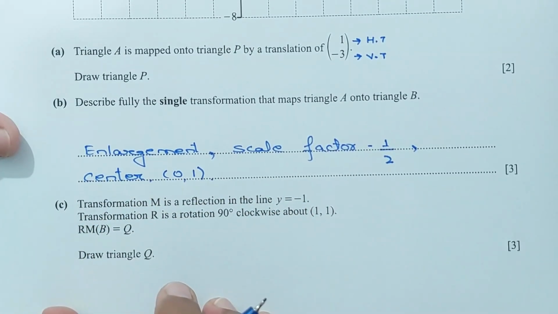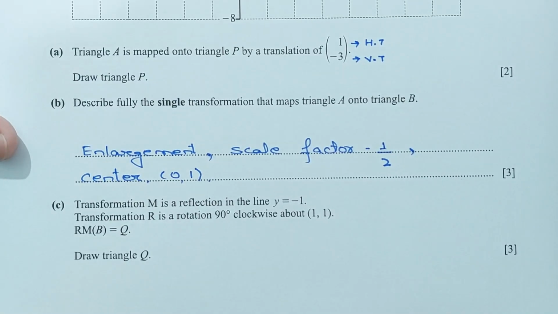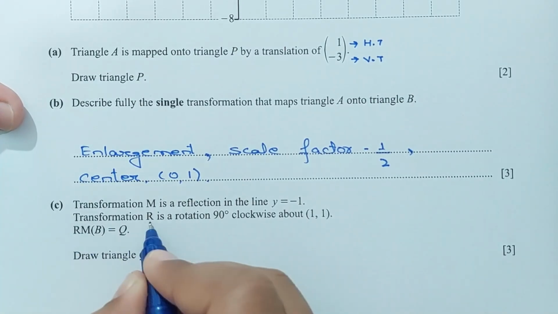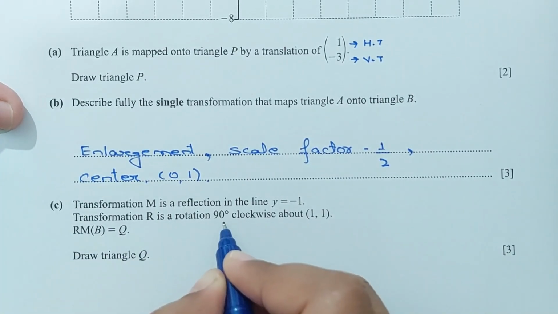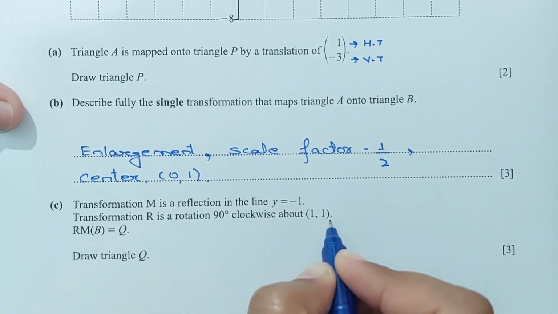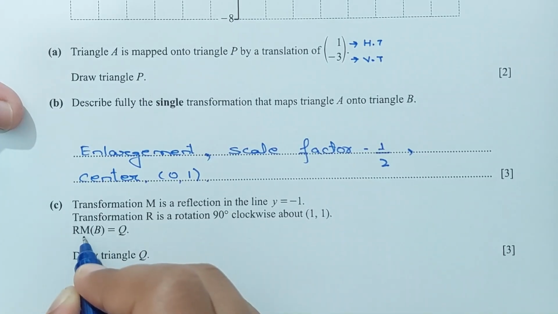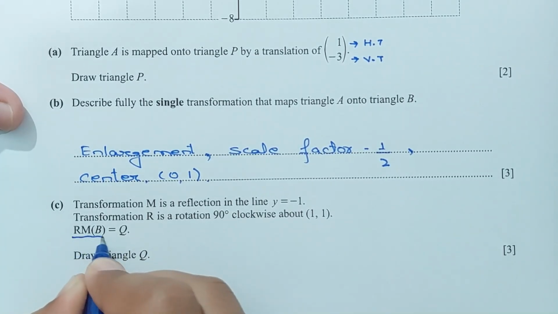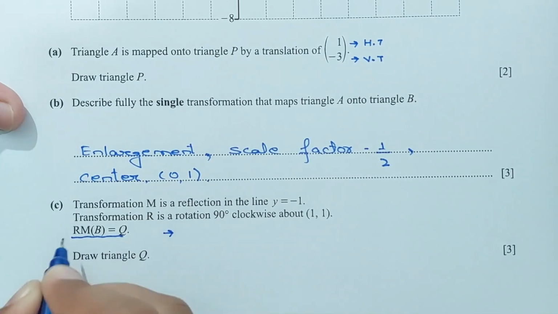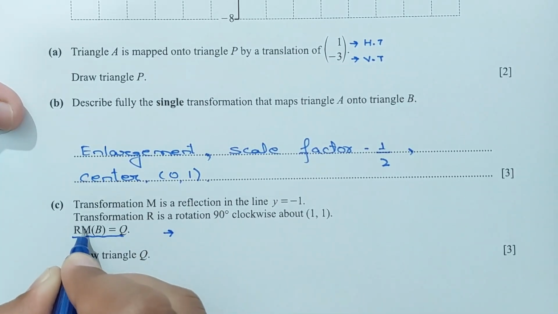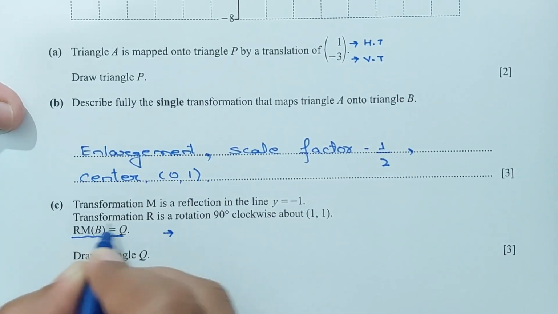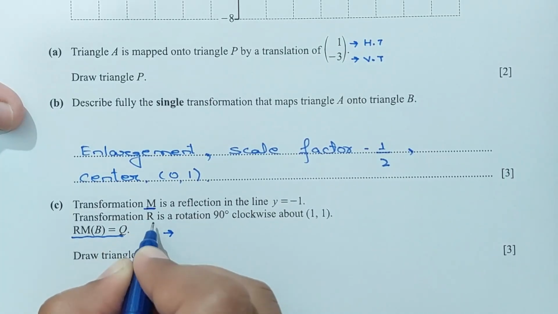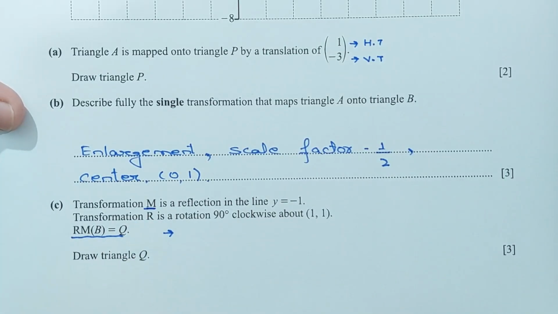Now for part C, transformation M is a reflection in the line y = -1, and transformation R is a rotation of 90 degrees clockwise about (1, 1). RM(B) equals Q. Draw triangle Q. RM(B) means first we have to apply the transformation M on B, right? This is transformation M, we have to apply it on B.